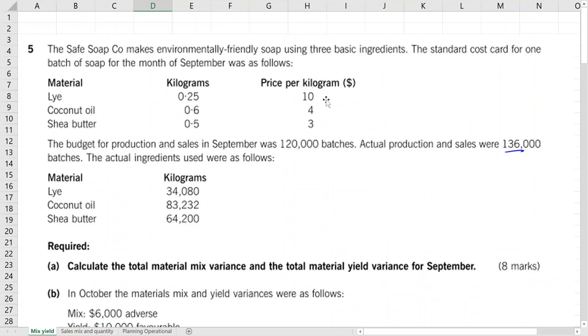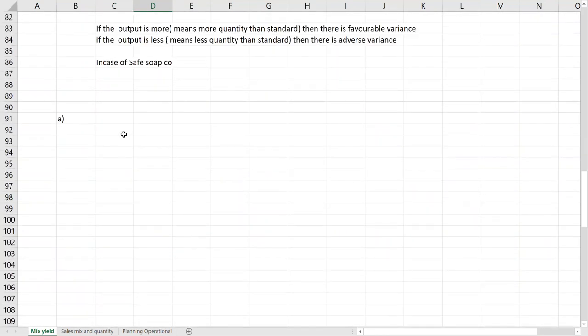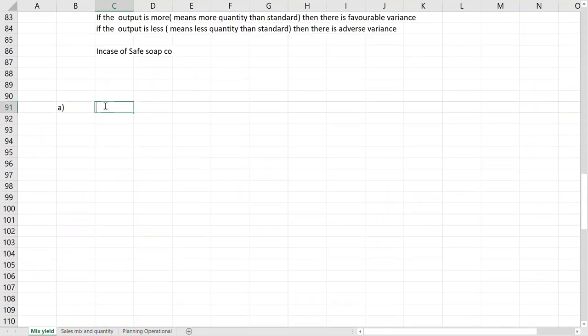If you see, I took the price from the original cost card. I didn't take the actual price. Does that make sense? Let me write here on the top, important thing. Use standard price, even if actual price is different.